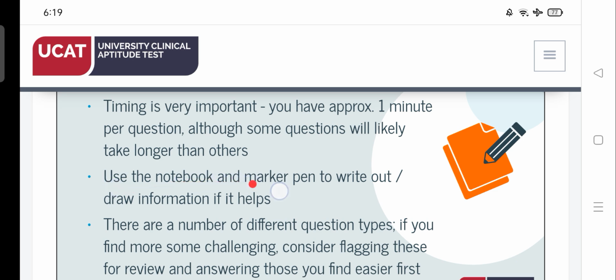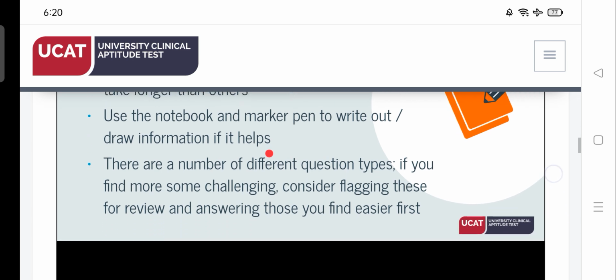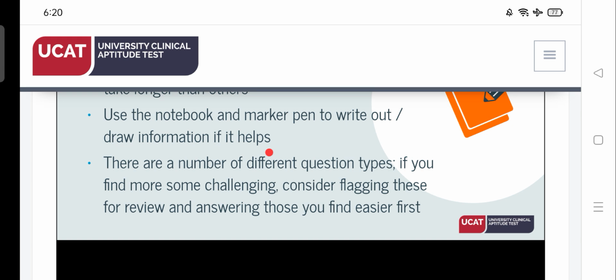Use the notebook and marker pen to write out or draw information if it helps. Okay, as I have already told you, a notebook and marker pen will be given to you. You can do your extra workings on it. You can write out or draw information that you can use to deduce your conclusions. You can do that on your notebook with a marker pen. So this will also help you to deduce your conclusions and reach the best results.